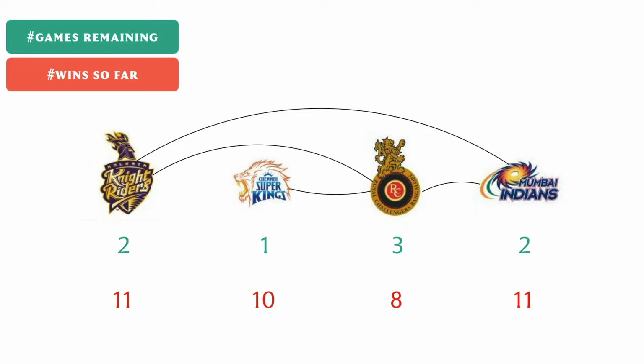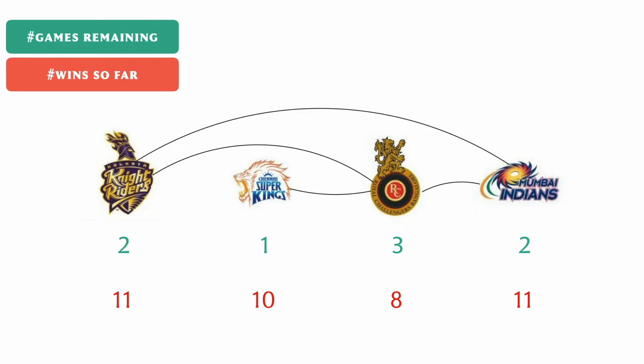As for Chennai, we already know that it has 1 win against Bangalore, and it's lost both of its matches to Kolkata. It also played 2 matches against Mumbai, and let's say that it won 1 of those 2 matches. So it has 1 win against Bangalore and 1 against Mumbai, and that brings its total score up to 8 plus 2 equals 10.